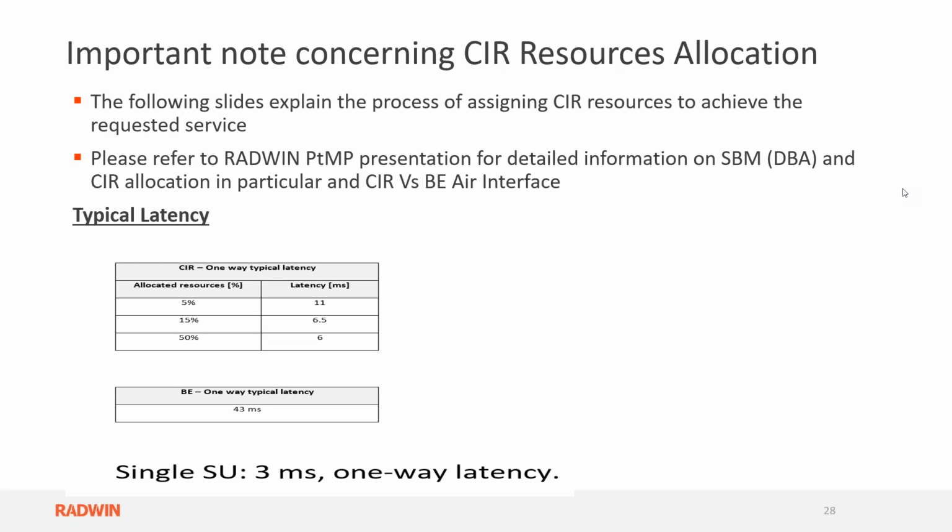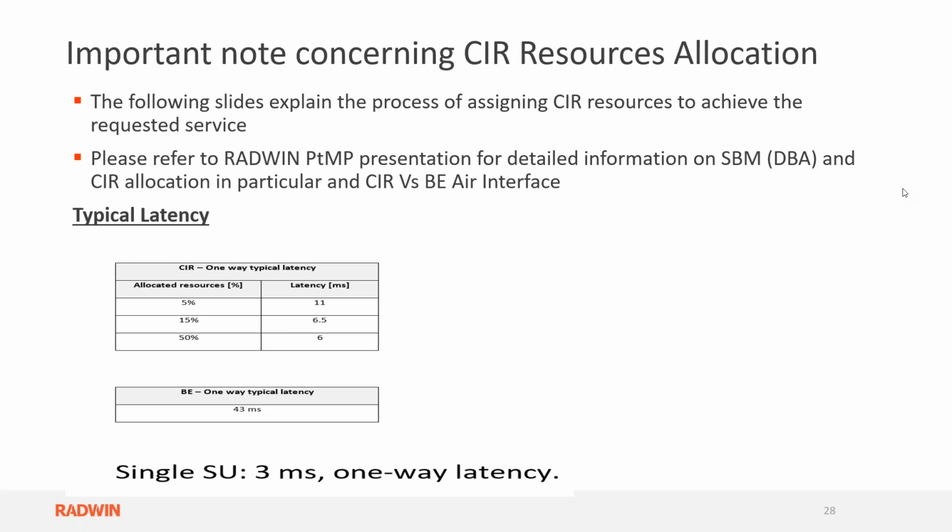The service is based on the total aggregated throughput of the sector, but at the same time, please refer to the RADWIN point-to-multipoint presentation for detailed information on dynamic bandwidth allocation and CIR allocation in particular, and CIR versus best effort air interface.